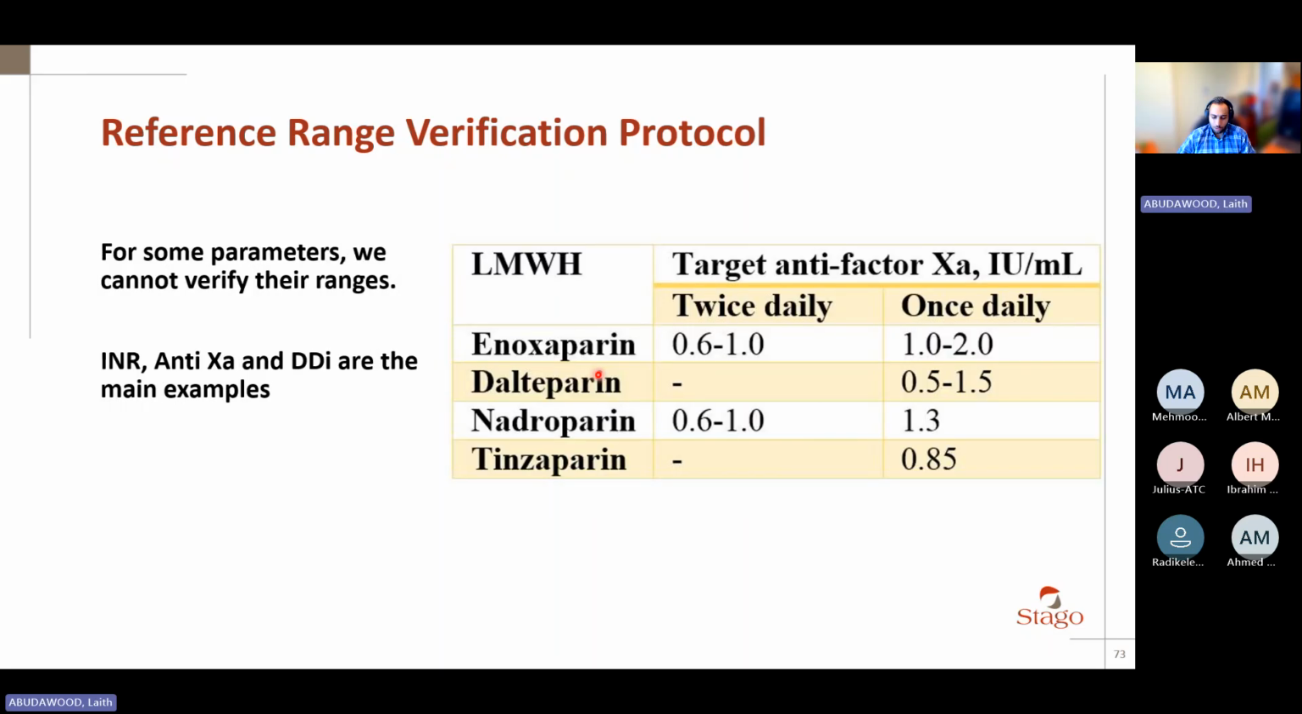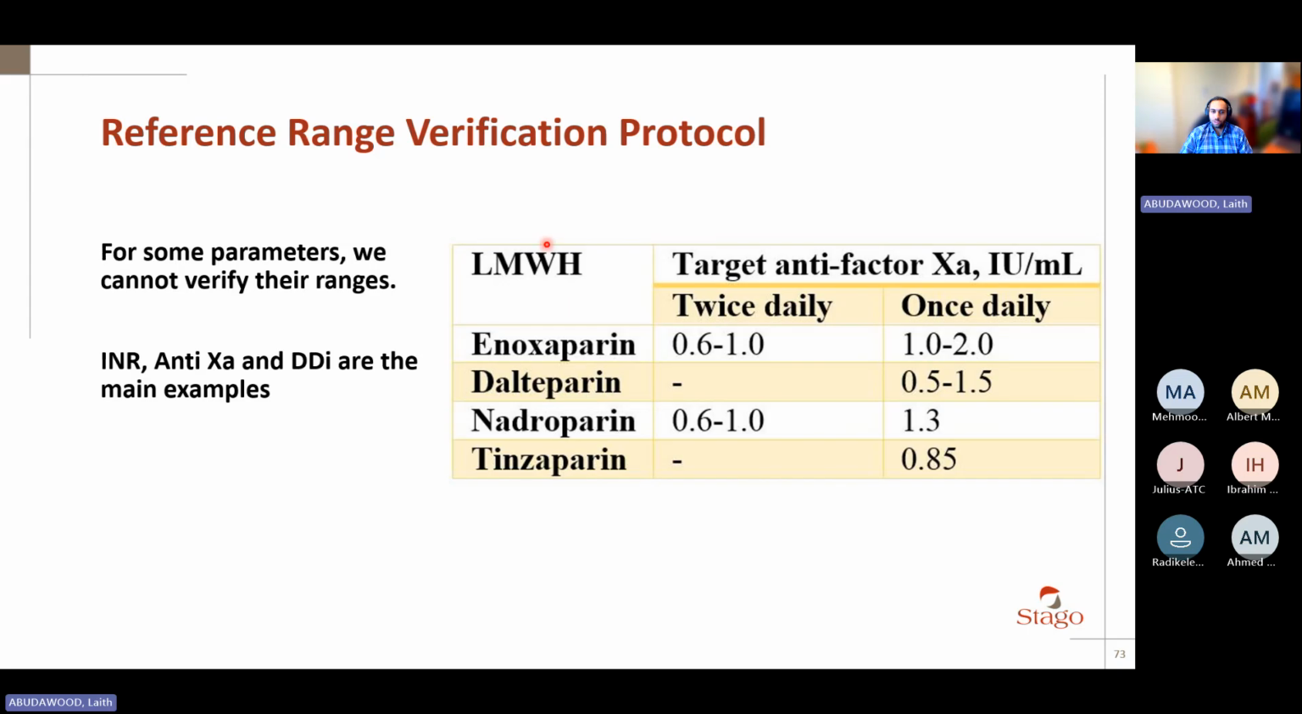Now, before we get into the technicalities of reference range verifications, you have to know that not all parameters within coagulation have reference ranges, okay? For example, for INR, there is no such thing as INR verification. For antithrombin, unfractionated heparin, low molecular weight heparin, fondaparinux, DOACs, the same thing goes for dabigatran, the chromogenic assay, the ECA2 kit. These are not reference ranges, okay?